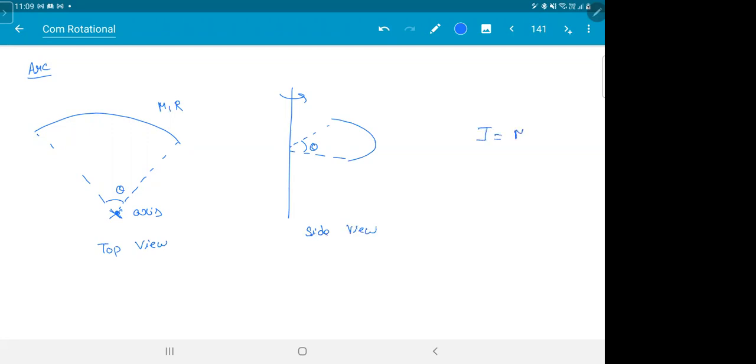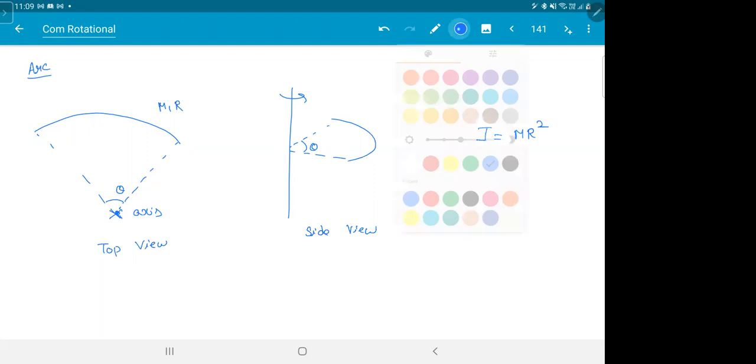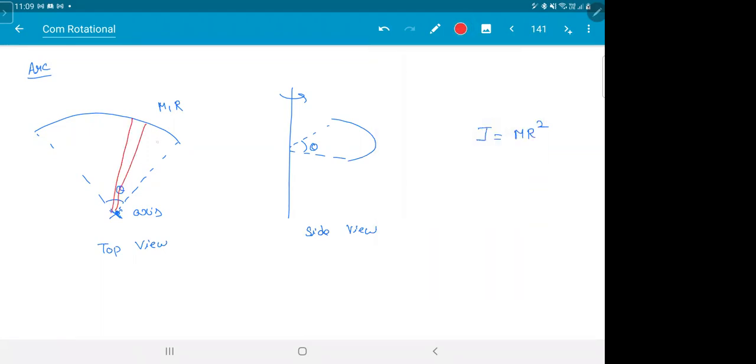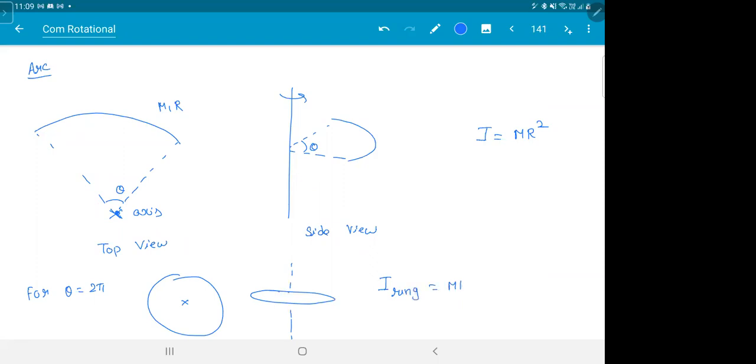The moment of inertia is mR square. Reason, what is the distance from here? R. Everyone is at the same distance R, na? Like I told you, as long as the distance is same, I can treat them like a single particle. So moment of inertia for arc is mR square. And if I make theta 0 to theta 2 pi, you get a circle. So I of a ring is also mR square. So it doesn't matter, arc or ring, you get the same answer.